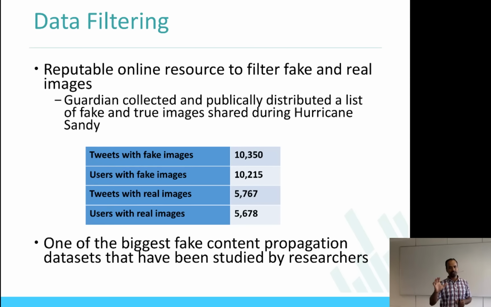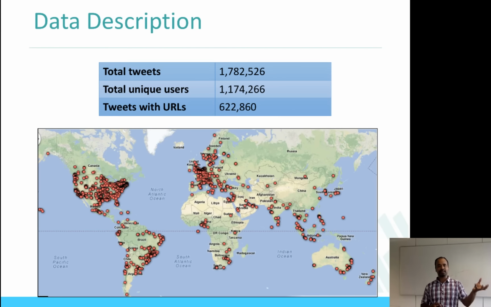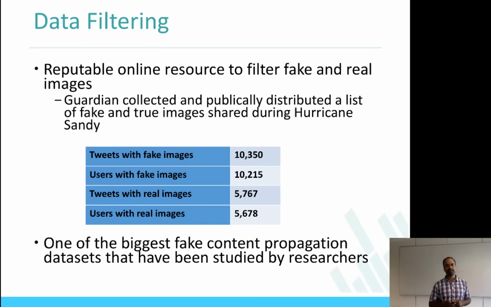What did they distribute? Tweets with fake images, 10,350 tweets. Users with fake images, 10,215. Tweets with real images and users with real images. So using the reputable Guardian data, we looked at the data that was collected and found how many tweets had these posts, how many of the images posted were actually fake, how many unique users, and things like that. That's what was done.